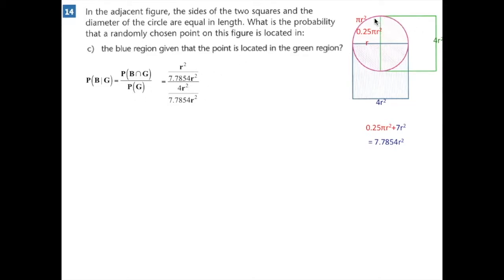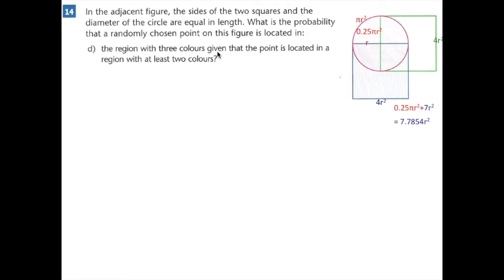The probability of green is 4r squared out of the 7.7854 r squared. We're dividing these two fractions, so I'm going to multiply the top fraction by the reciprocal of the dividing fraction, which is the bottom fraction. So I have r squared over 7.7854 r squared times 7.7854 r squared divided by 4r squared. These two numbers are totally going to cancel, and we're going to be left with r squared over 4r squared. The r squareds will cancel, and we're going to be left with 1/4. And that's 14c.